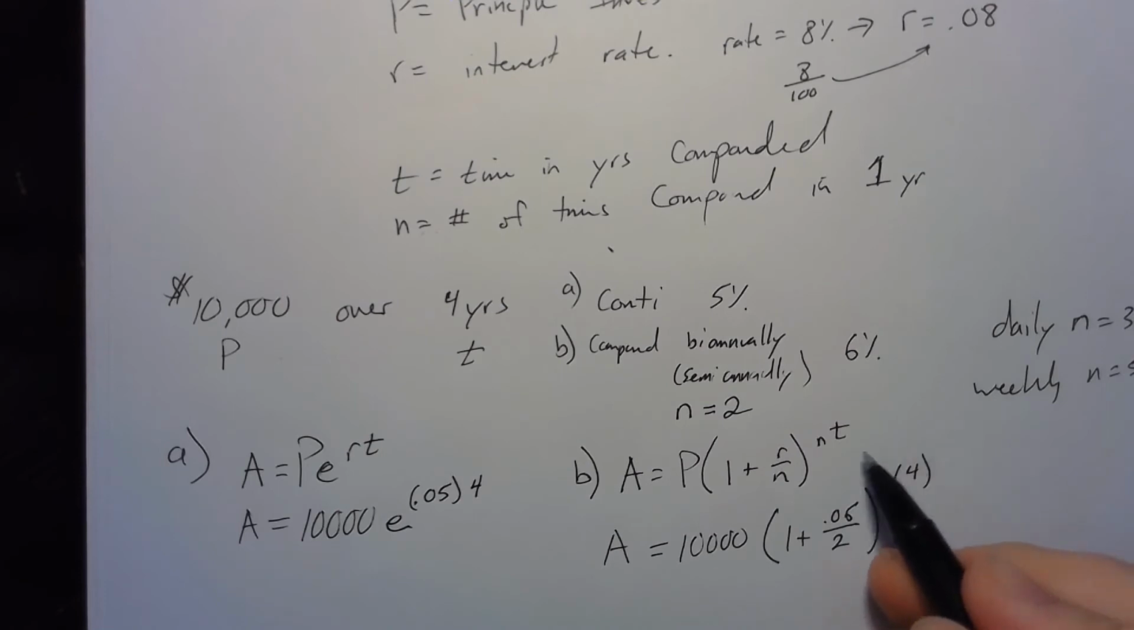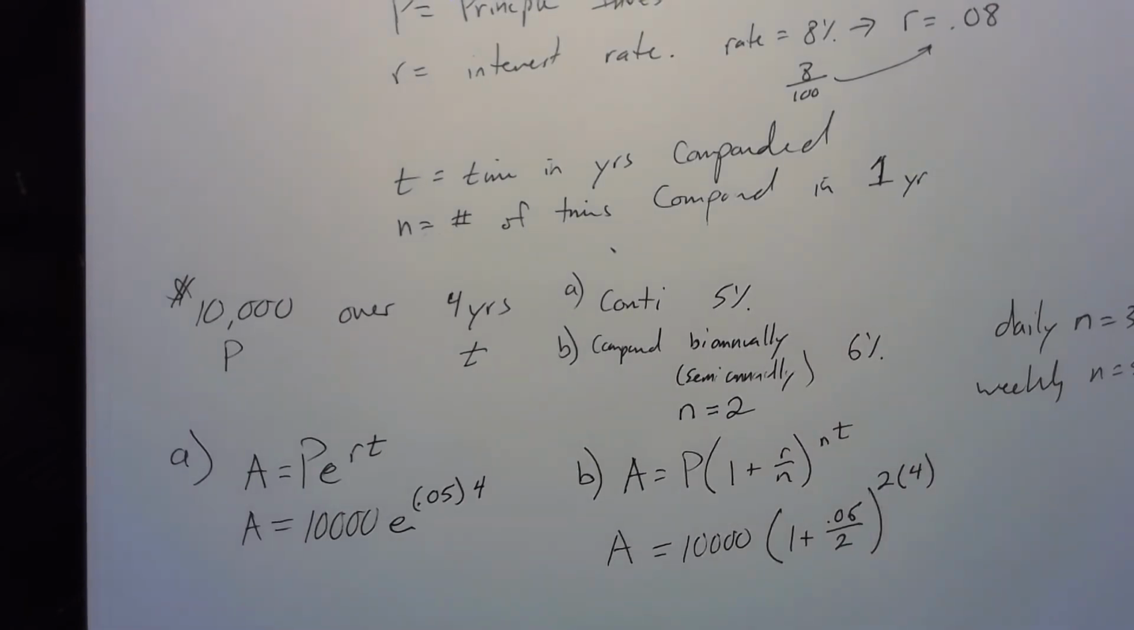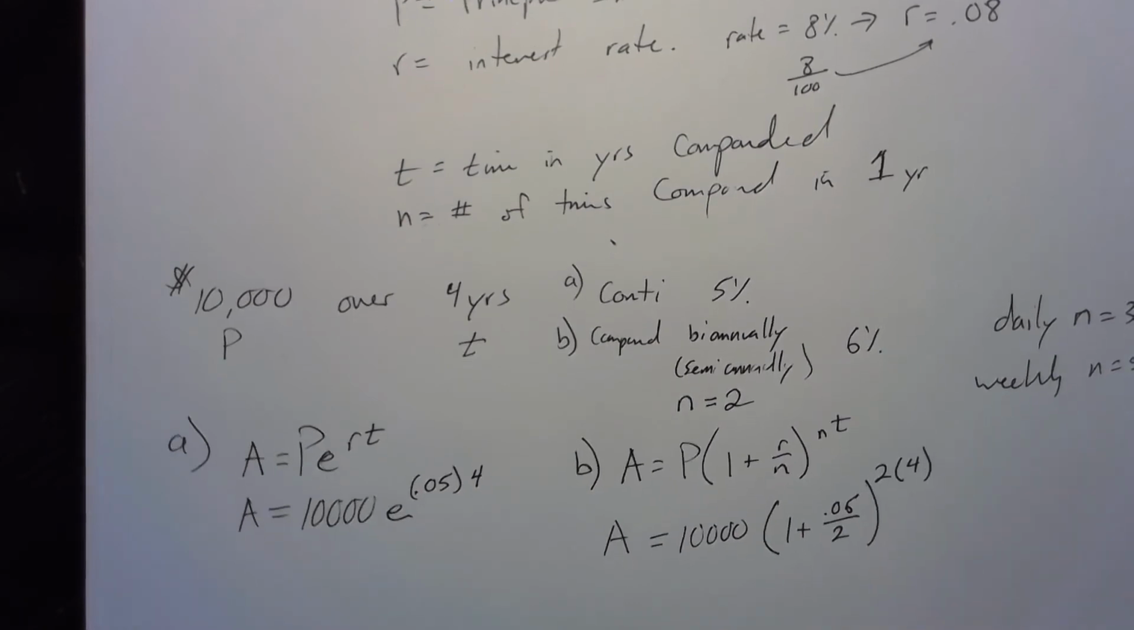Now you'll notice that this exponent should end up being the total number of times you compound this interest. So if I'm compounding it twice a year for 4 years, I'm going to compound it a total of 8 times, which should make logical sense.